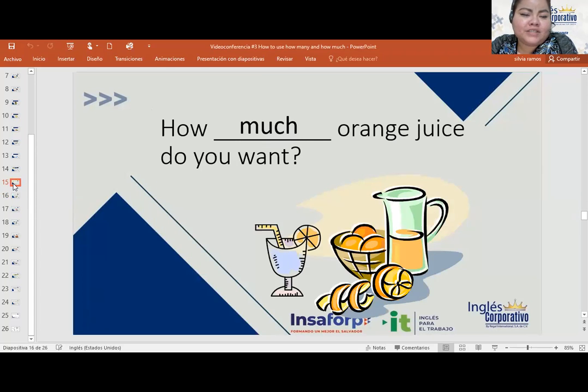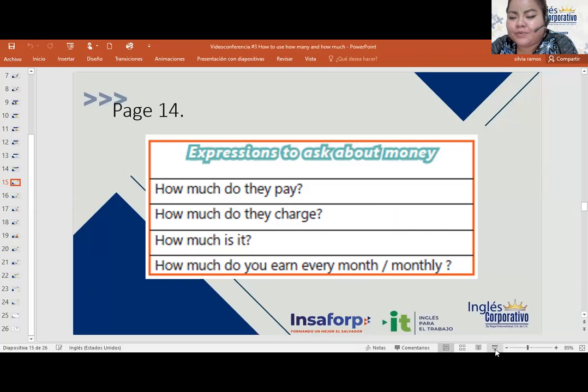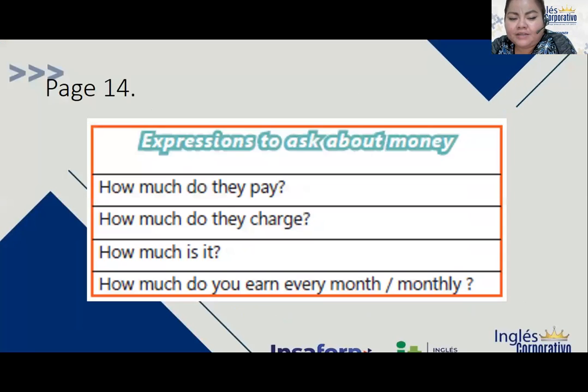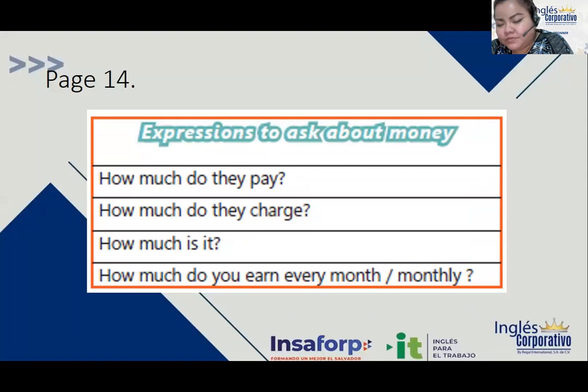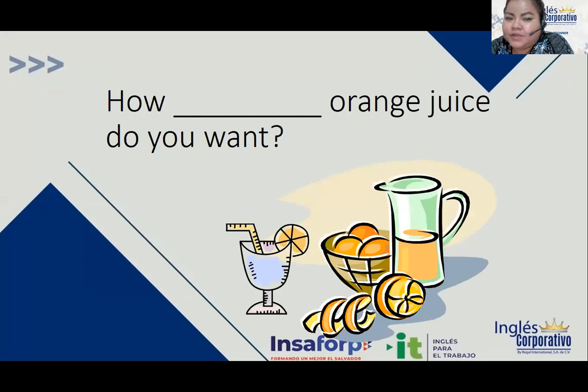Now, let me show you this exercise. You saw the first example. Can you see the computer again? Yes? ¿Ven la pantalla? Yes. Okay, perfect. Now, we're going to see some examples here. Look at this, right? It says, how orange juice do you want, right? Now, we are going to decide if you're going to use much or many, right?